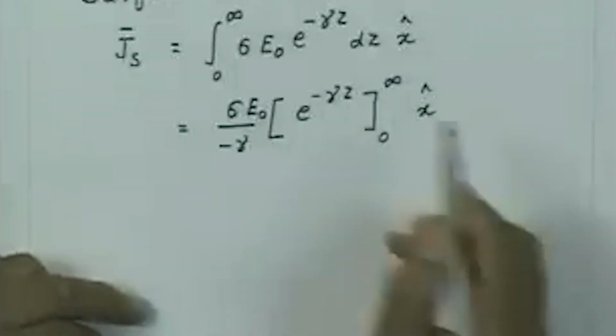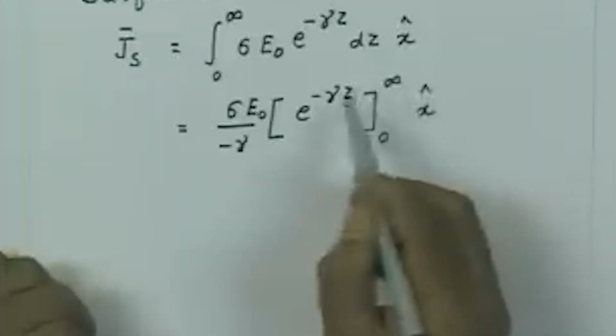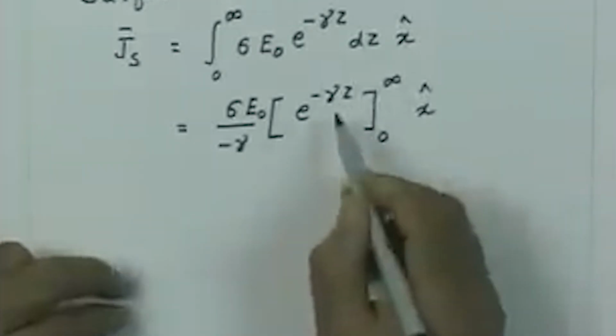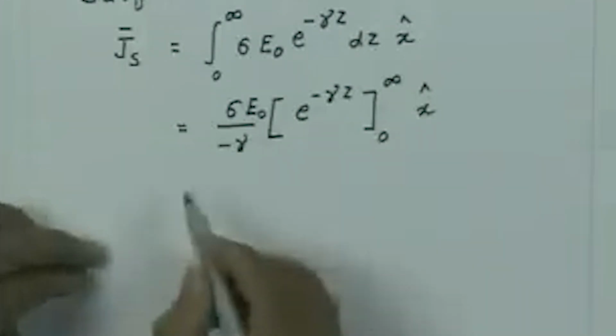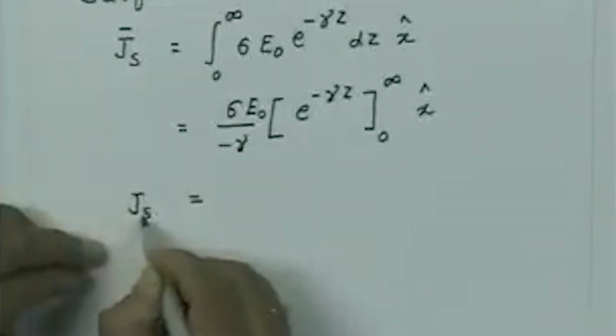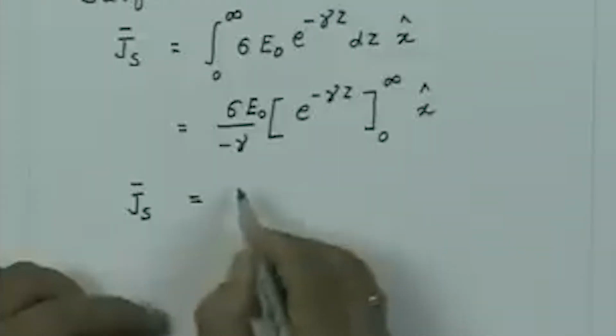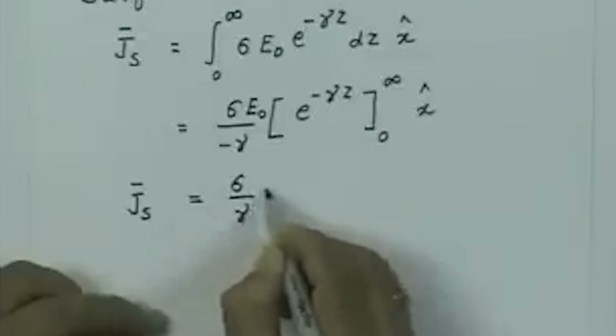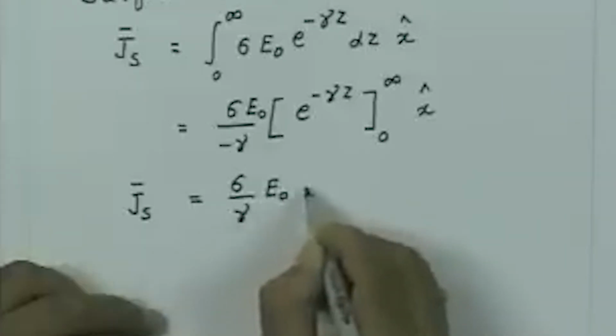When z is equal to 0, this quantity is 1. When z is infinity, since gamma has a positive real part which is the attenuation constant, which is non-zero, in this case that quantity will be 0. So, essentially this surface current Js will be sigma upon gamma E0 in the x direction.